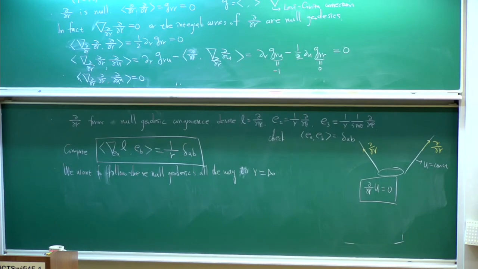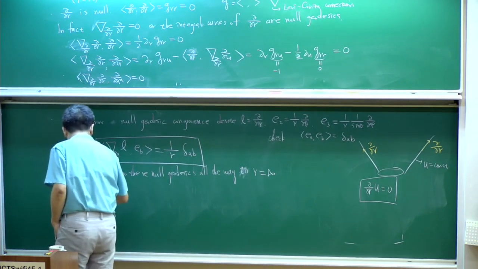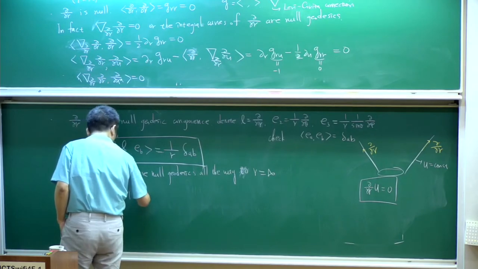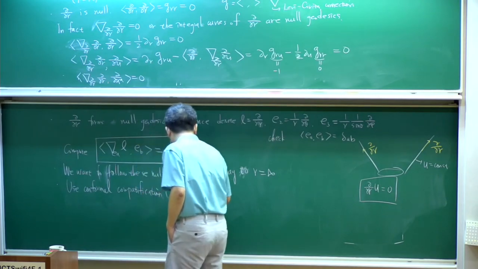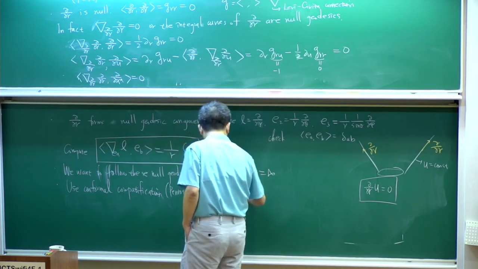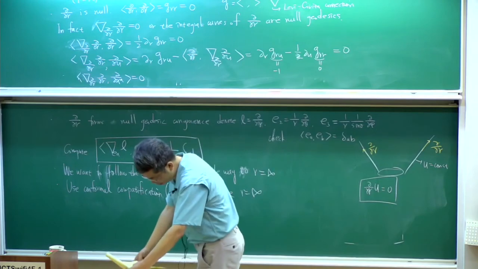Okay? And so here comes a very important idea, and this actually appeared many times. You recall the Poincaré model for hyperbolic space. This is the disk model. When you follow the geodesics in the disk, it actually takes infinite time to reach the boundary. But there, in that case, we're taking a conformal compactification. So the same idea exactly applies here. So we use a conformal compactification. This is actually Penrose's idea to visualize r equal to infinity. Okay. So let's carry out this procedure here.